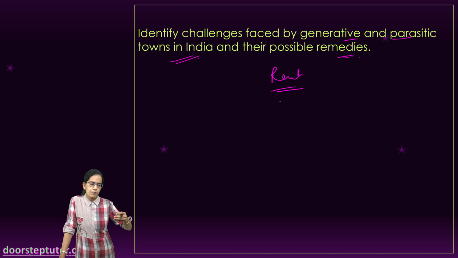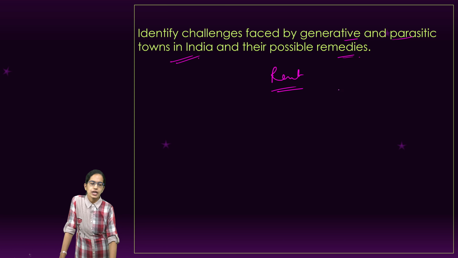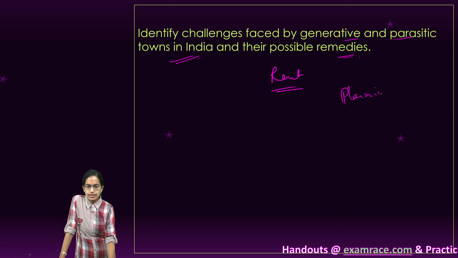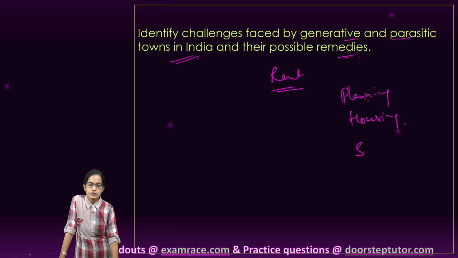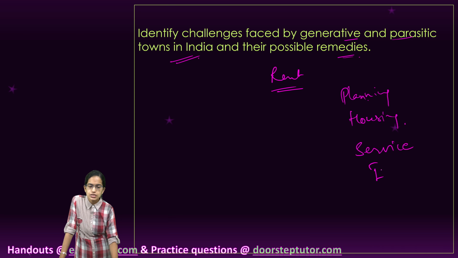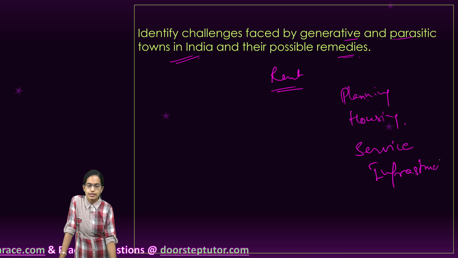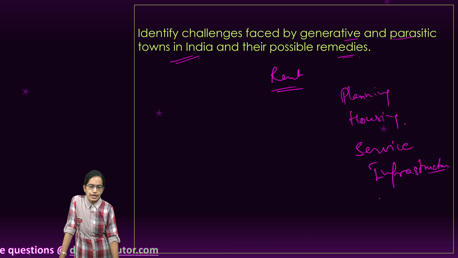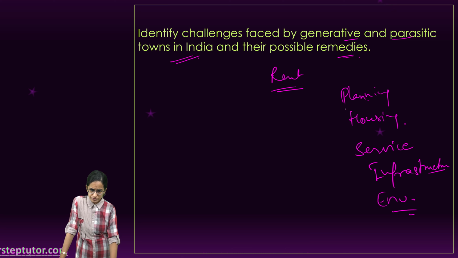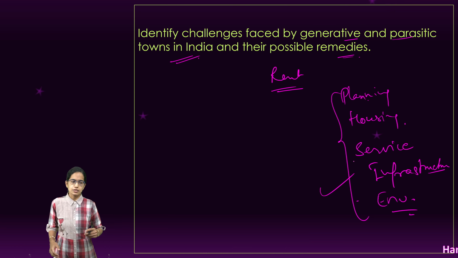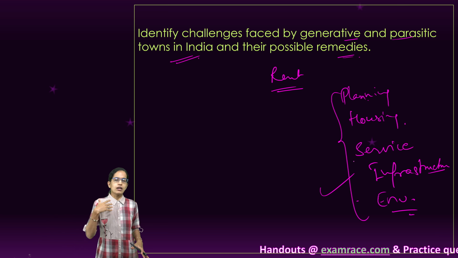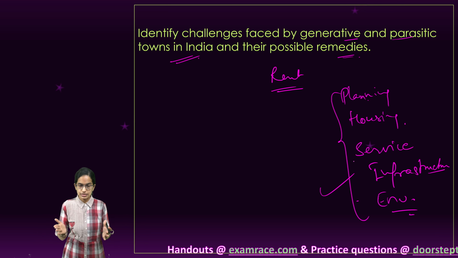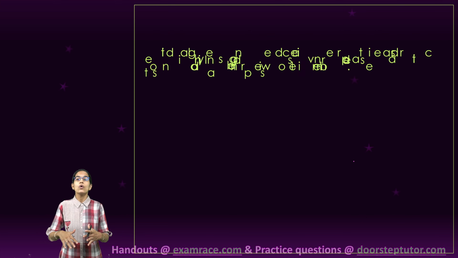So what could be the best way out? The best way out is focusing on few of the challenges. For example, planning is one of the major challenges to be addressed. Housing, another major challenge. Then we say service delivery. Infrastructure, another important thing to address in urban areas, and then environmental concerns. So if these five aspects are well addressed, then we can say a city would not be as parasitic as it can be if these go uncontrolled.